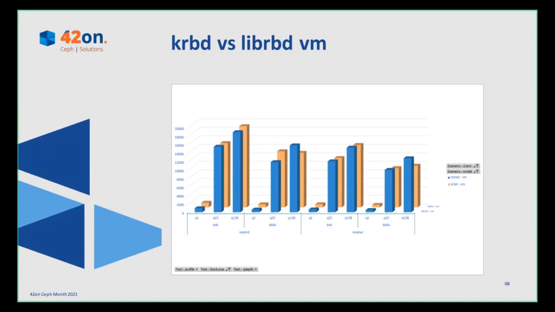So at the bottom you can see the increasing queue depths and the increasing block sizes. And I think it's quite interesting because if we compare the numbers here between librbd and krbd, and we take an average of the averages in percentages, then they are almost 100% the same. So the krbd performs on average at 100% of the librbd VM. And this is FIO running inside the virtual machine using libaio.